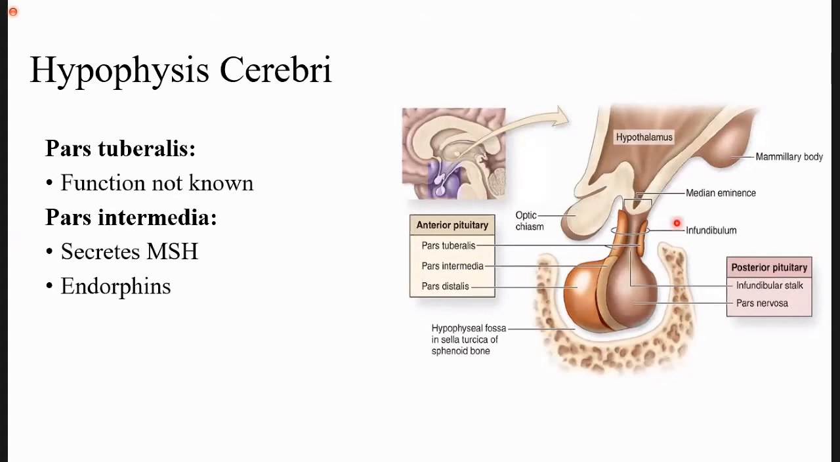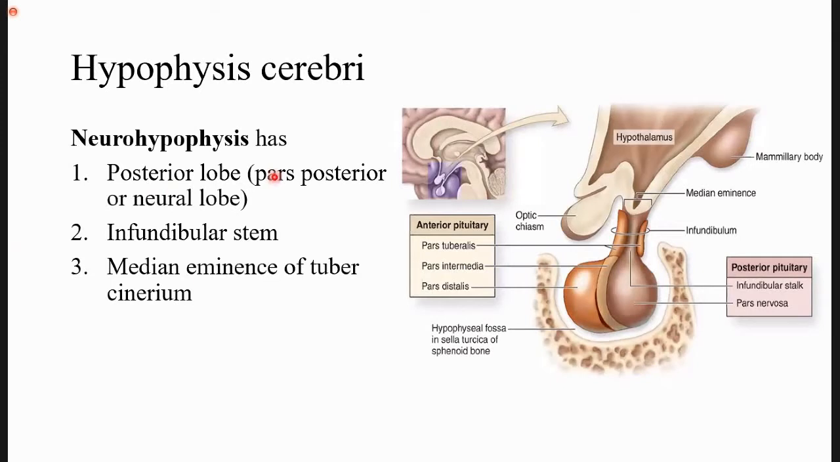The function of the pars tuberalis is not known, and this is concerned with secretion of the important hormones which are controlling the thyroid gland, pituitary gland, and gonads, suprarenal glands. All these are controlled by the trophic secretions, which are formed and secreted by the anterior pituitary. Pars intermedia is concerned with secretion of melanocyte-stimulating hormones.